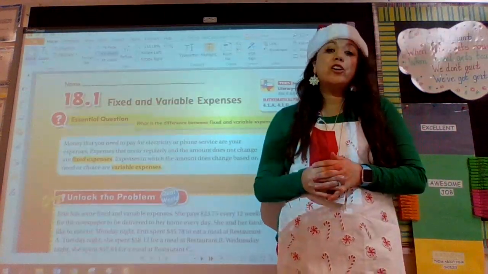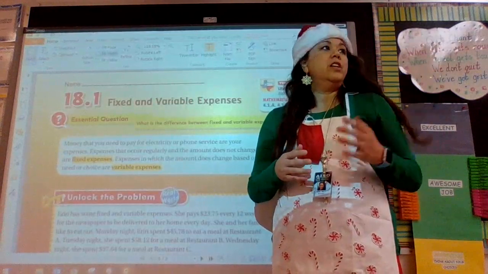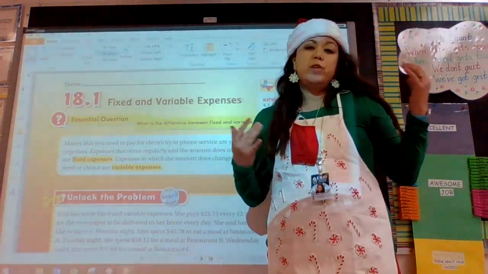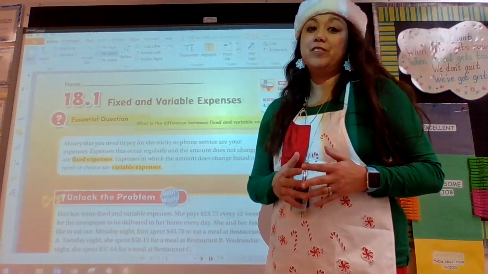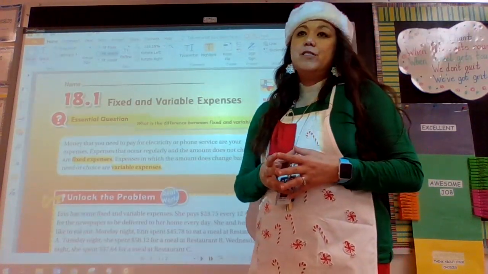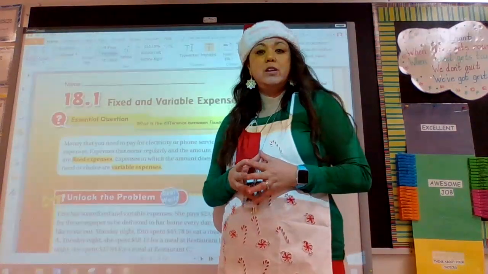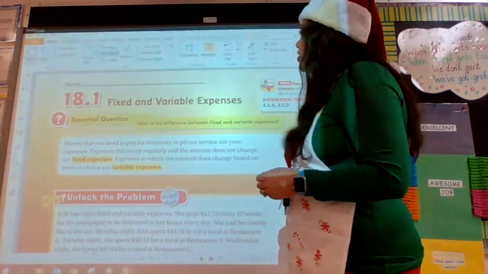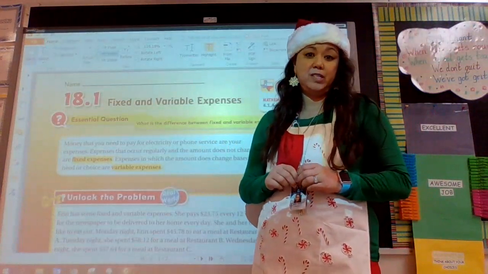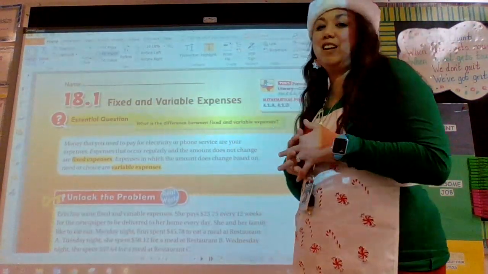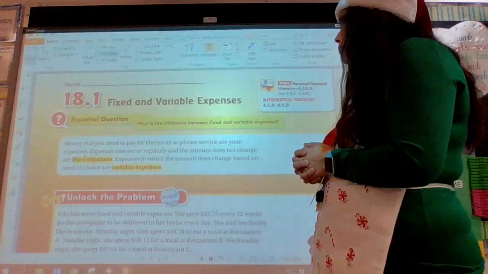So we're going to start a new unit, Unit 4. With this lesson and this week, we're going to be really focusing on financial literacy. Our first lesson has to deal with 4.10, and we just need to know what a fixed expense is and a variable expense. This lesson is going to cover fixed and variable expenses.